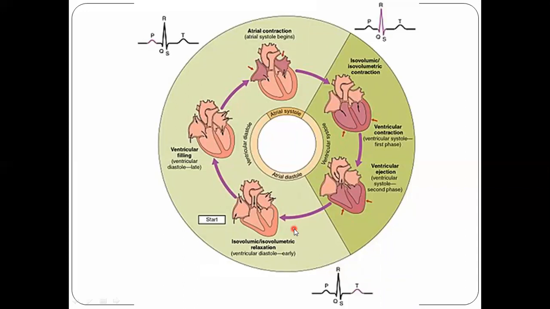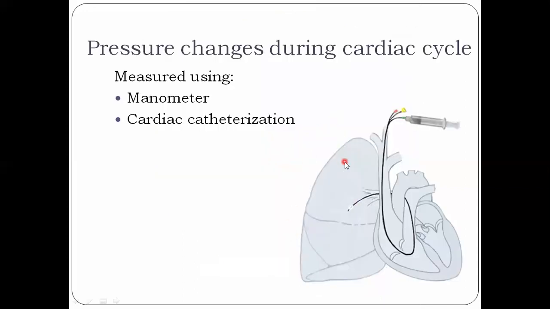Now, what are the pressure changes that occur during the cardiac cycle, and how can we calculate them? There are two methods. One is the manometer, which is used in experimental animals. The manometer is directly connected to the heart and the blood vessels, and the pressure changes can directly be recorded. But this is used only in animals, for experimental purposes.